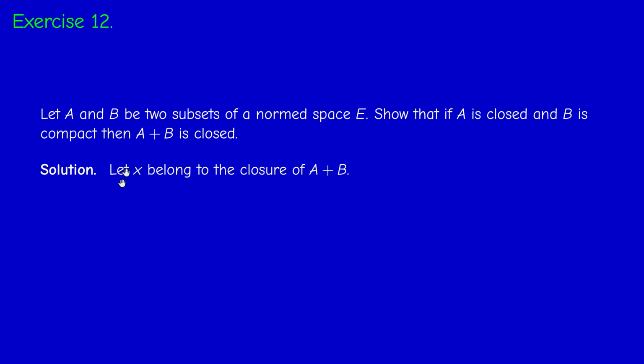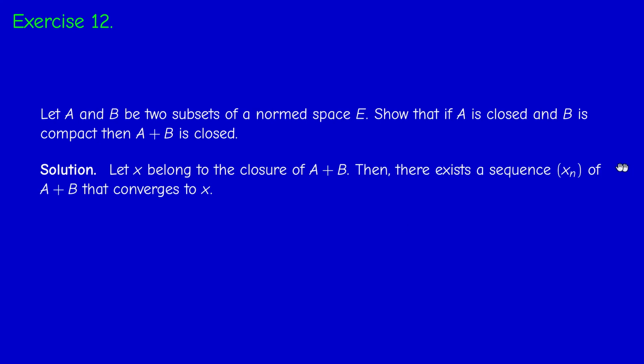Now, what does it mean? There is a characterization of the closure, the set of adherent points of a set. In a metric space at least, an element in the closure is the limit of a sequence in the set. This is a famous result in metric topology. So there exists a sequence xn in A plus B that converges to x. This is not true in any topological space. It's true in metric spaces.